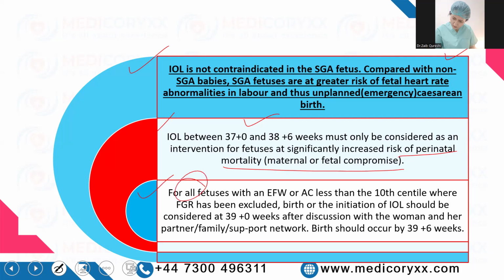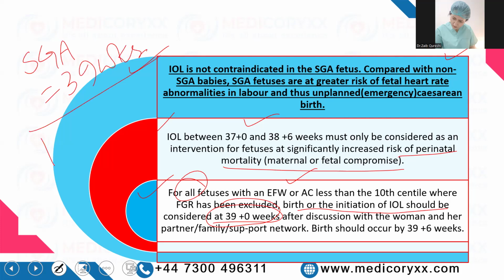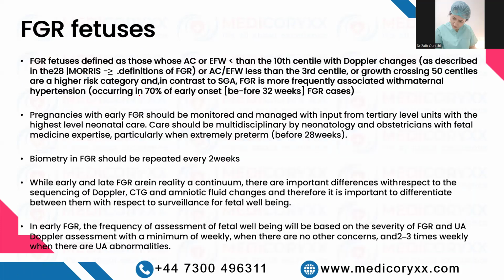For all fetuses with an estimated fetal weight or AC less than 10th centile, where FGR has been excluded, this we are talking about only SGA, minus FGR, birth or the initiation of induction should be considered at 39 weeks. It means, now let me conclude, for any SGA baby without any problem, birth should be by 39 weeks, and FGR should be individualized, be it early or late. So it will be individualized. Clear, everyone?